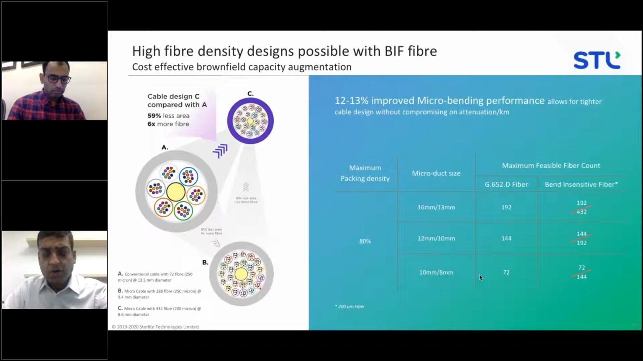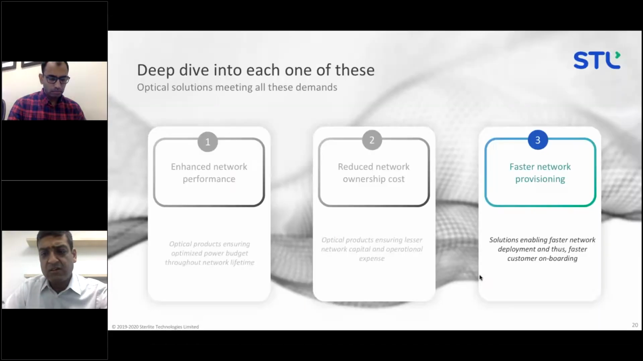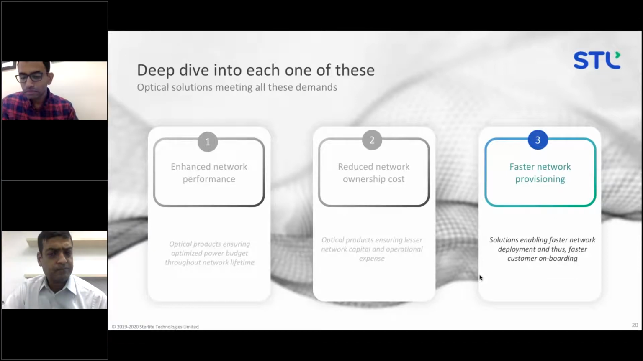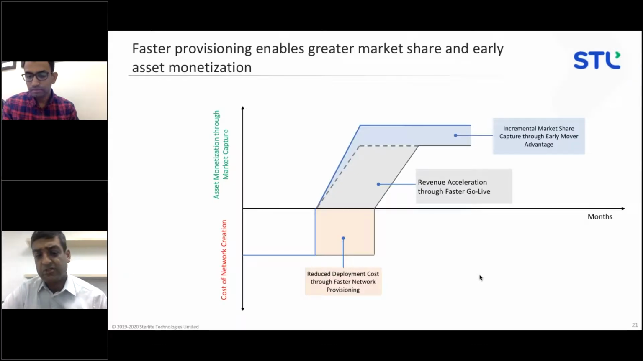All right, so we talked about network ownership costs. We talked about capital. We talked about operating costs. And the last area that we need to talk about is network provisioning. So when we're talking about network provisioning, the first thing we'd like to start off with again is a cost-related item. But it also talks about the rate at which we deploy networks.